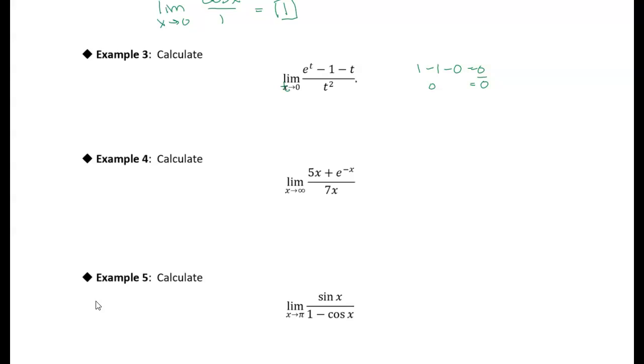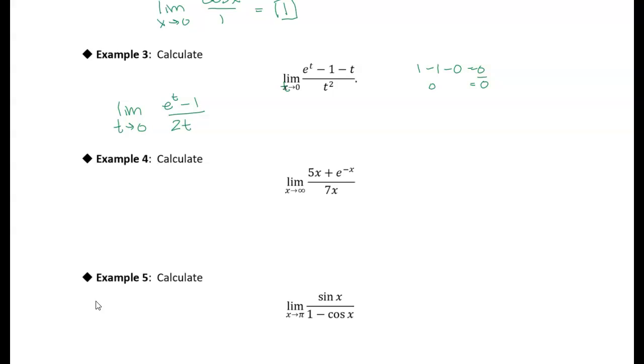All right, so we're going to just look at the limit as t approaches 0 of the derivative of the numerators and denominators. So the derivative of e to the t is e to the t, derivative of -1 is 0, derivative of negative t is -1. And the derivative of the denominator is 2t. All right, so let's see what happens.